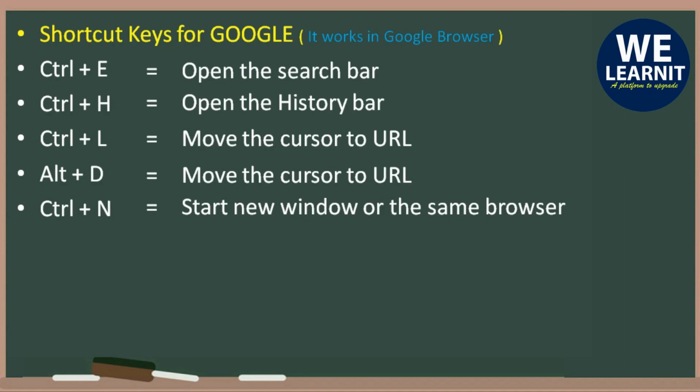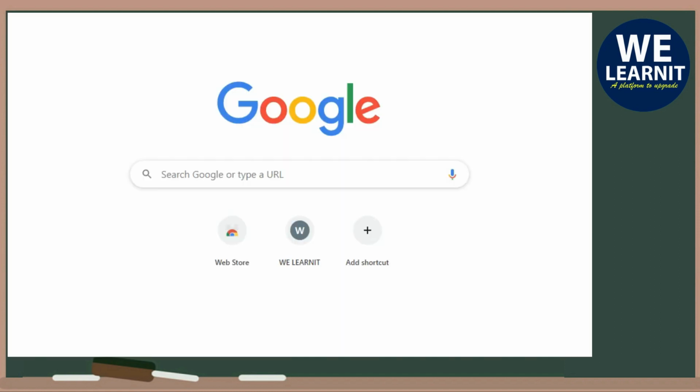So the next key is Control T, and these keys are used to get a new tab. Friends, when we are working with multiple websites in the same browser, and you want to open one more tab to search something different, in that situation I press Control T to open a new tab. You can see a new tab has been opened.